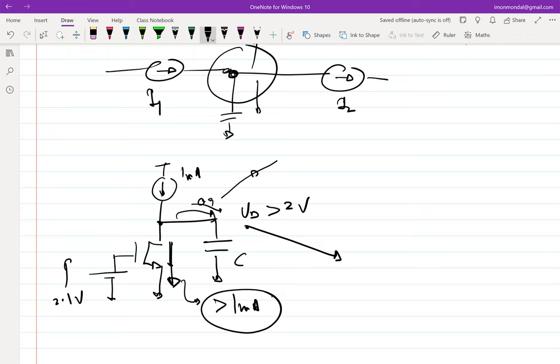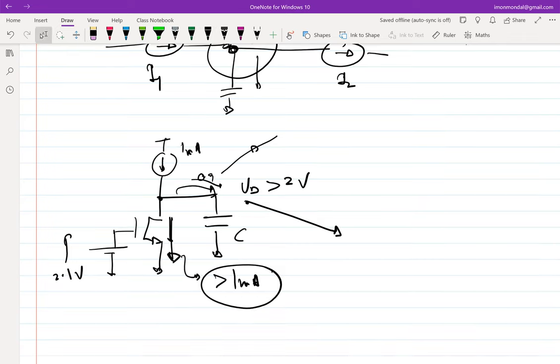Okay, so the last part is this. Let's assume that the transistor is in saturation even if I increase the battery voltage to more than 2 volt. If we assume that, it means this current is more than 1 milliamp, right? So let's assume this is 1.2 milliamp. I don't know whether this is right or not, do your calculations, but let's assume this is 1.2 milliamps.